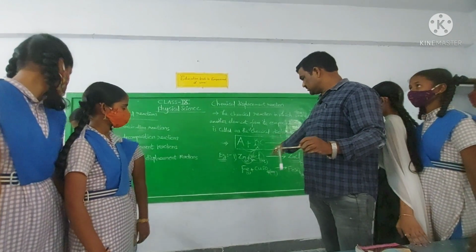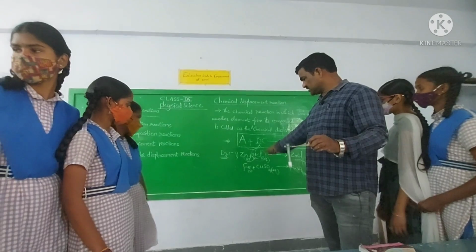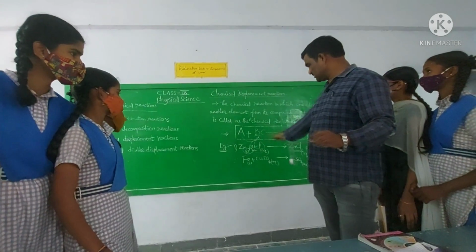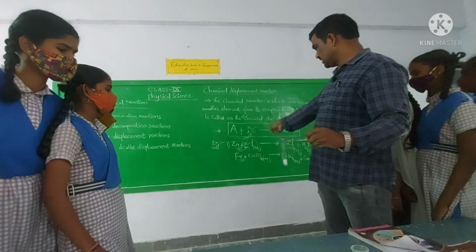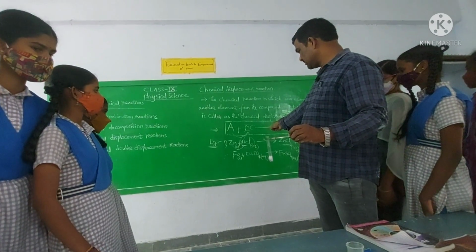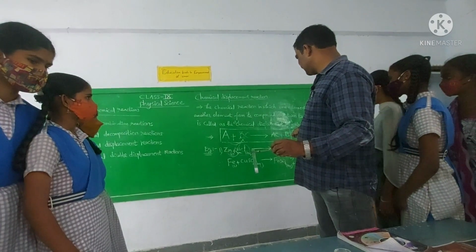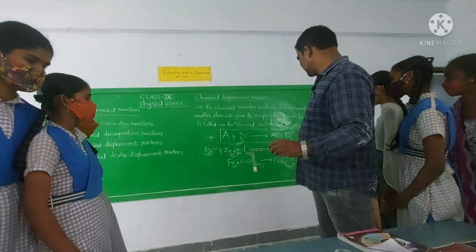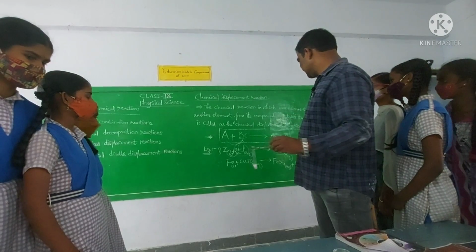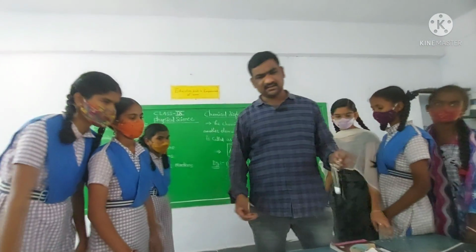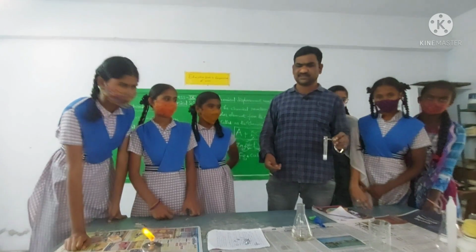So we can discuss about one more example for the same chemical displacement reaction, that is reaction of iron with copper sulfate. Here iron displaces the copper from the copper sulfate to form iron sulfate or ferrous sulfate, and displaced copper is separated from the solution. So in this way we can give many examples for the displacement reaction.